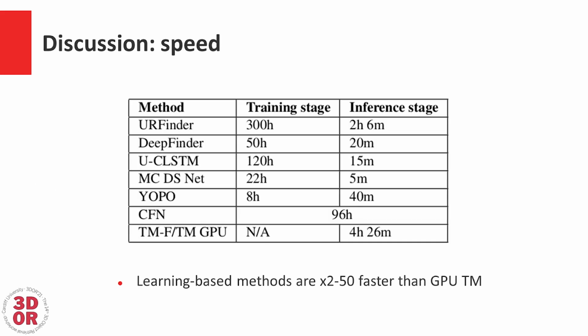We can also compare the speed of the methods. The methods were run on different hardware, but it still shows that the GPU-optimized template matching is at least 2 times and up to 50 times slower than inference of learning-based approaches.